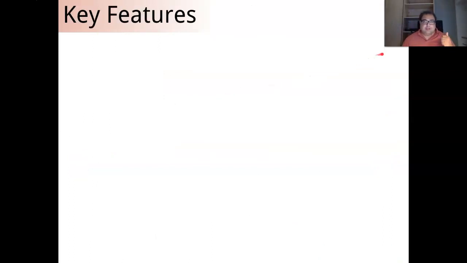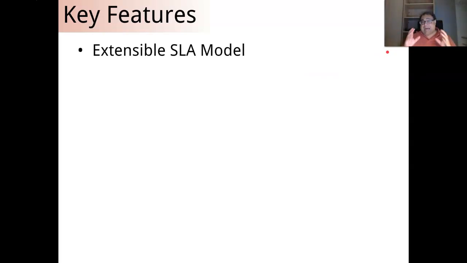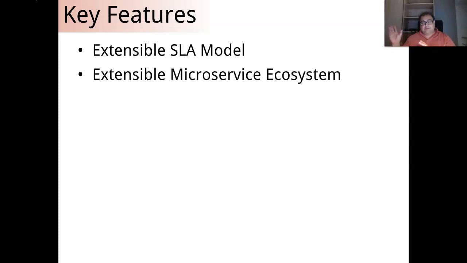As key features, we're going to highlight the following. First, the SLA model is highly extensible, so you can use multiple metrics, multiple guarantees, and this model could be also extended in different domains. The second, as we saw, is that the microservice ecosystem is also extensible. All the different microservices provide some APIs, and if you follow the same API, you can extend and create other kinds of microservices that do the same job, but, for example, with a different technology.